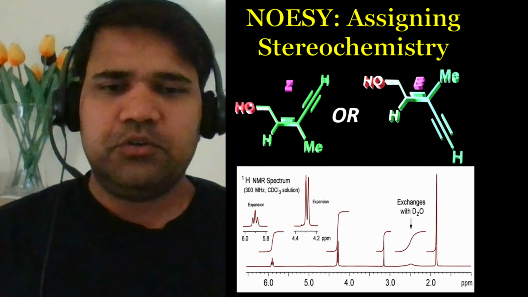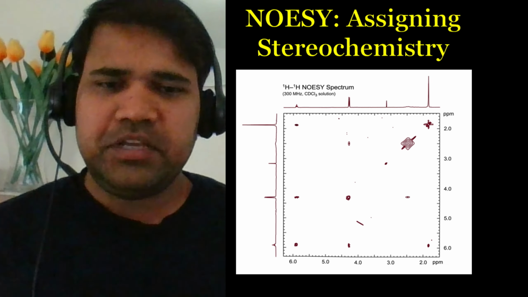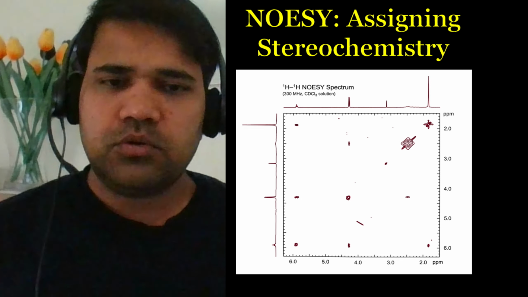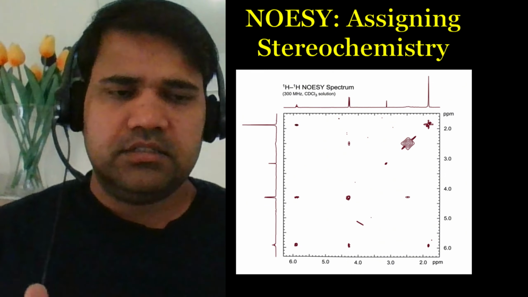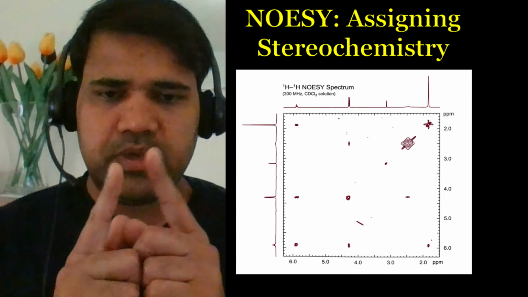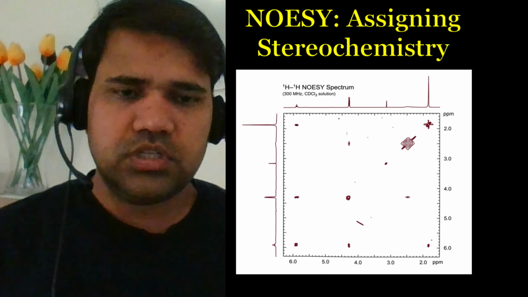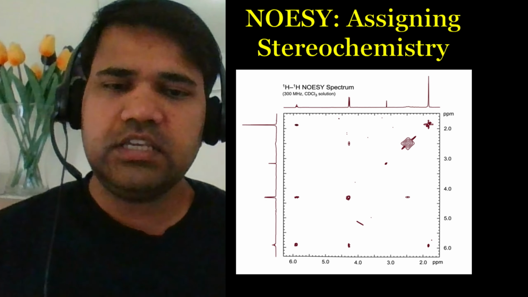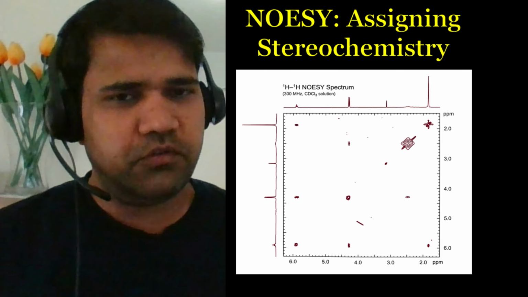So if COSY cannot help us, what can? This is where NOESY NMR becomes incredibly powerful. Unlike COSY, NOESY does not look through the bonds, it looks through the space. It tells us which protons are physically close to each other in three-dimensional space. And as you will see in this example, a single NOESY cross peak is enough to reveal the correct stereochemistry and solve the E/Z mystery. So let's dive into the spectra and see how it works.